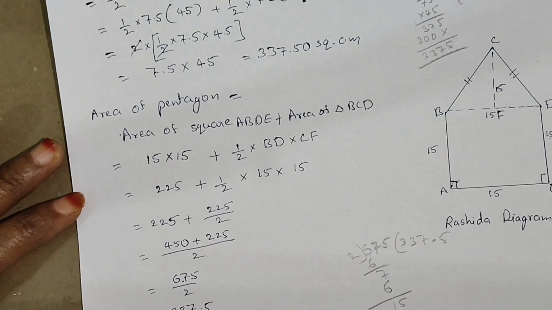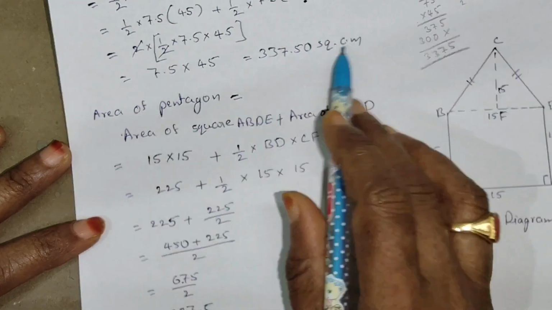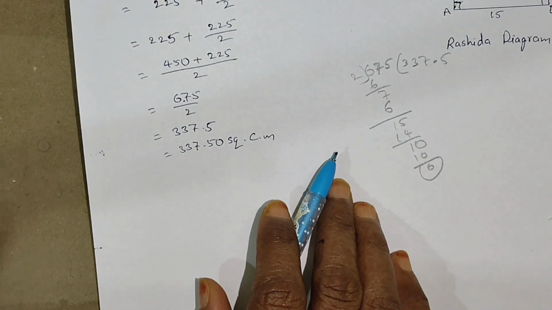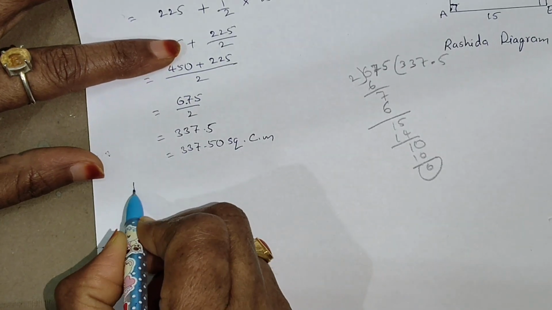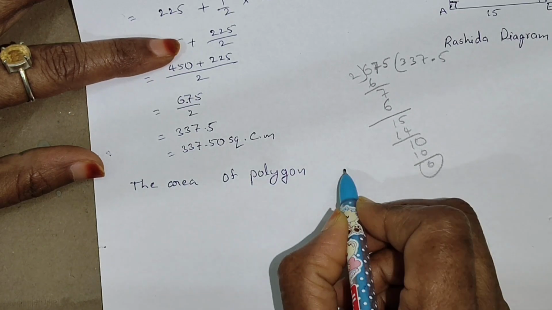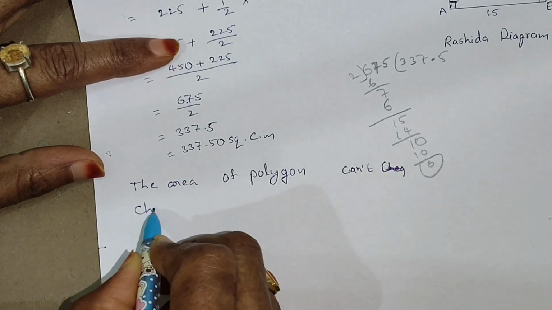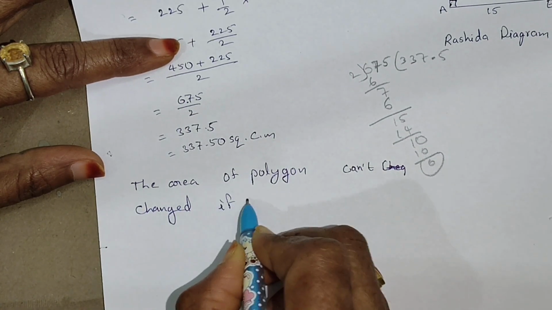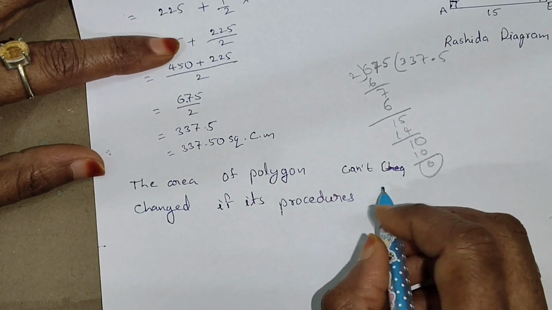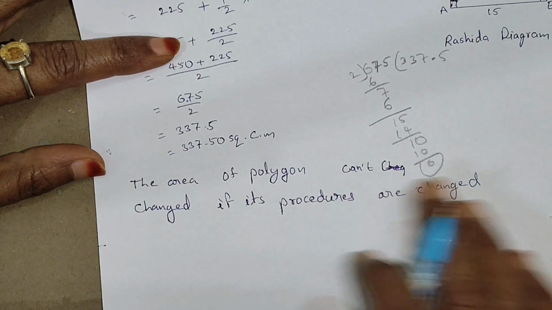Now we observe these two areas. The first area is 337.50 square centimeters, and here also the same. So these two are equal. So by any method, the complete area is equal. So we write the conclusion: the area of a polygon cannot change if its procedures are changed. These two procedures are changed, but the final area does not change.